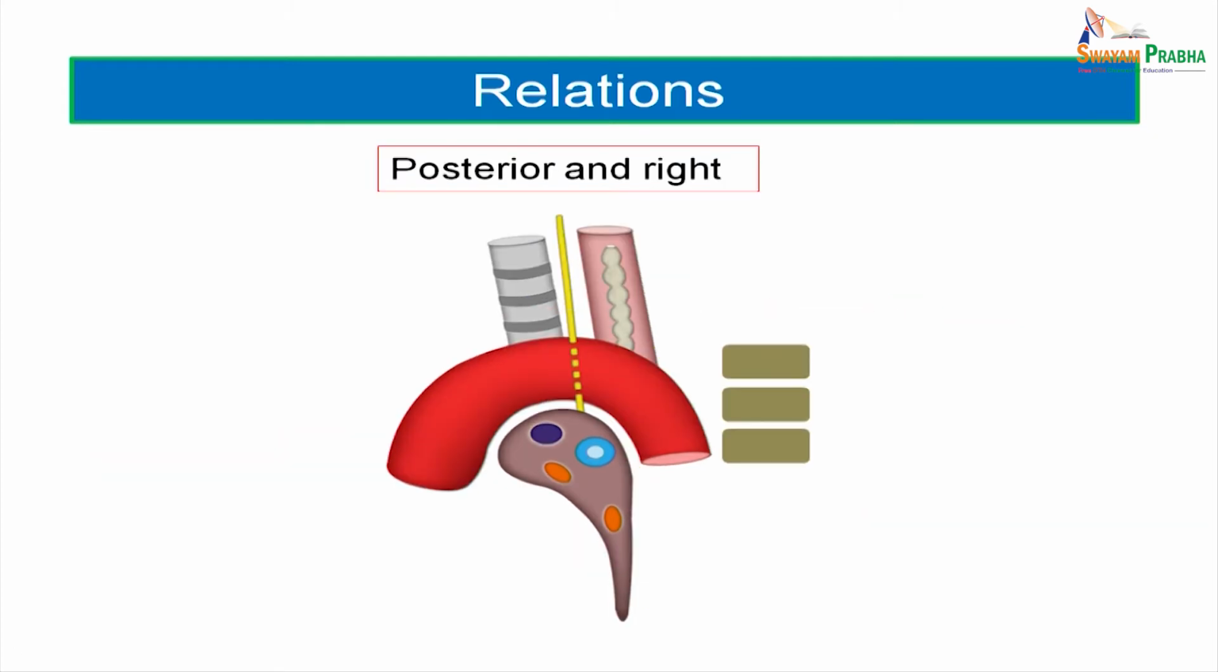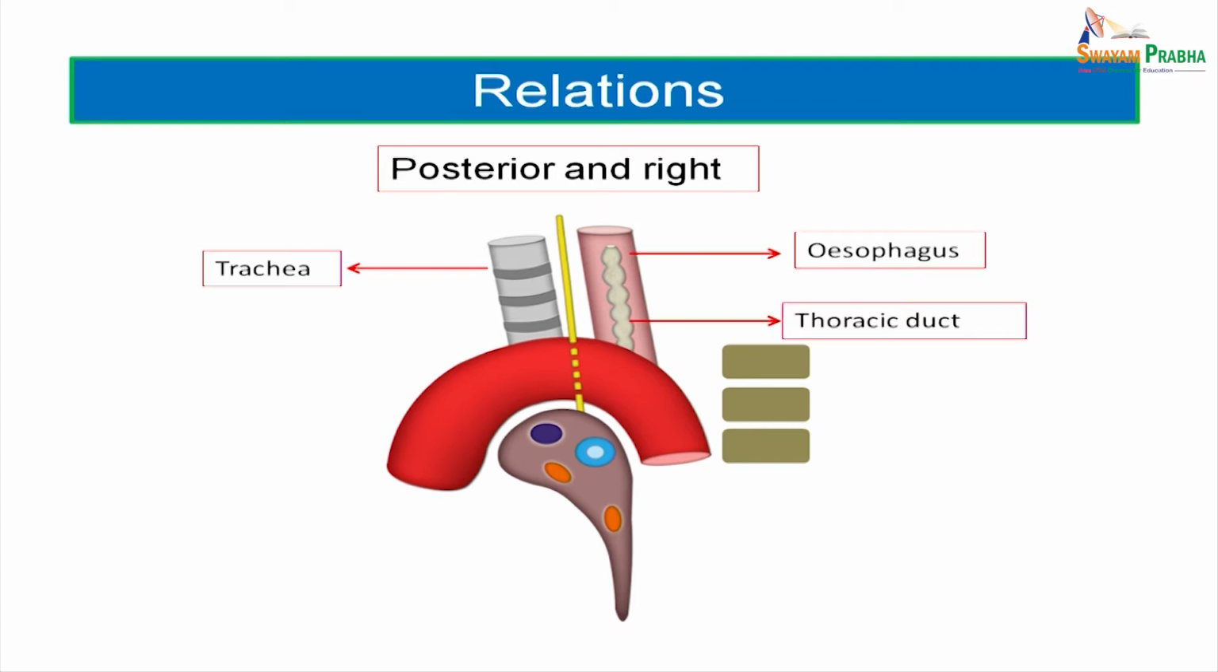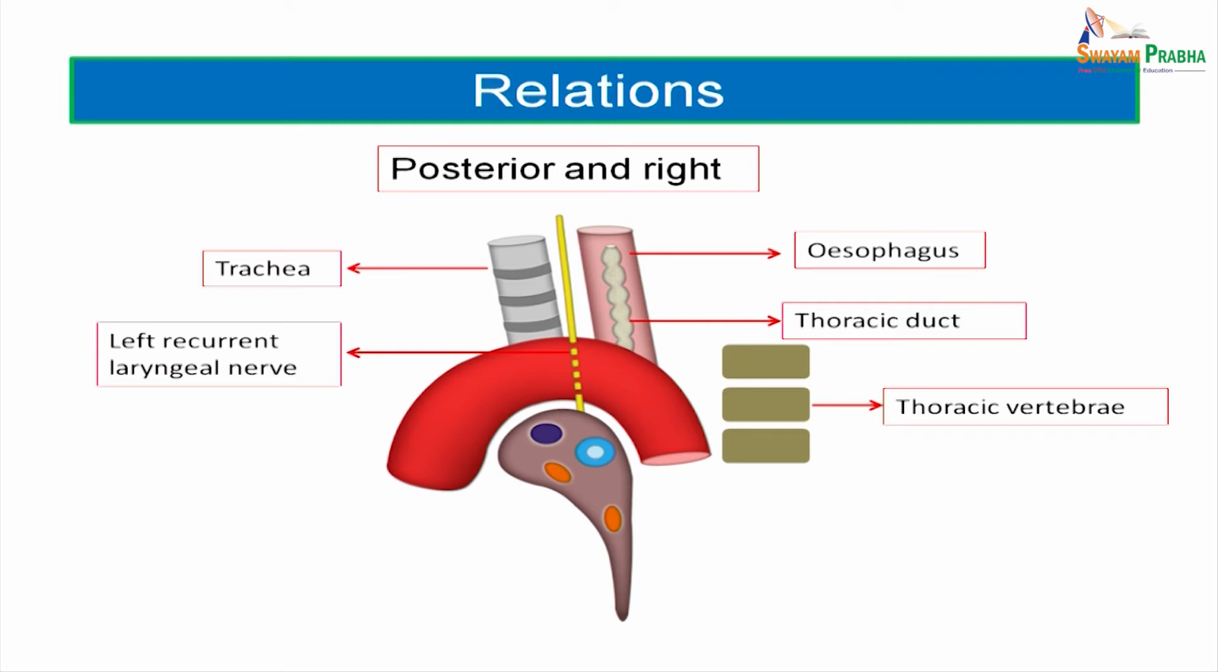Moving on to the posterior aspect and slightly to the right, these are the following structures which are related to the arch of aorta. They include 2 tubes, that is the trachea and the esophagus. We also have a lymphatic channel, that is the thoracic duct, and also the thoracic vertebrae, which is lying more posteriorly to the arch. In addition, we find a nerve, that is the left recurrent laryngeal nerve, as it goes back. So, these are the 5 structures which are related posteriorly and to the right.